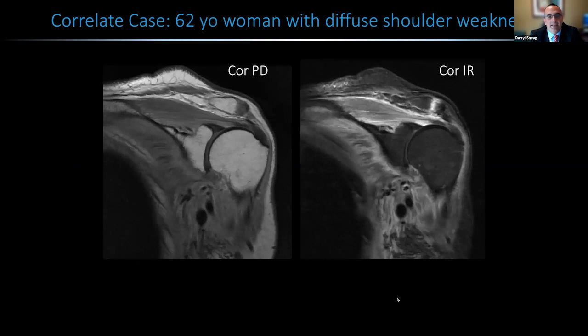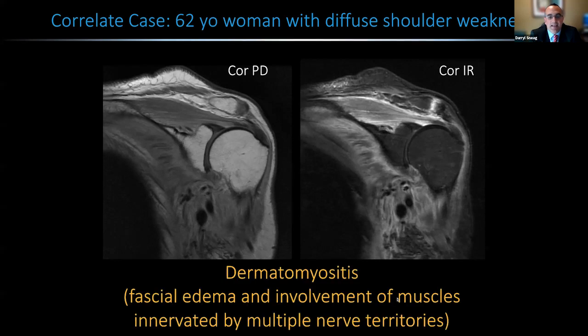This is a correlated case. This is a 62-year-old woman with diffuse shoulder weakness. We have a coronal PD and a coronal inversion recovery sequence. And this case is an example of dermatomyositis.